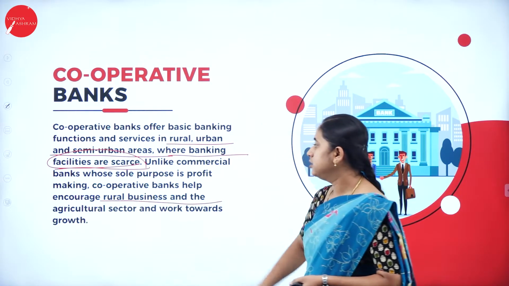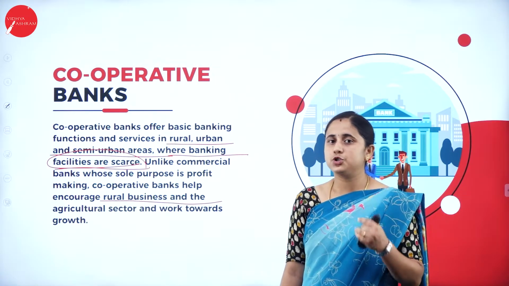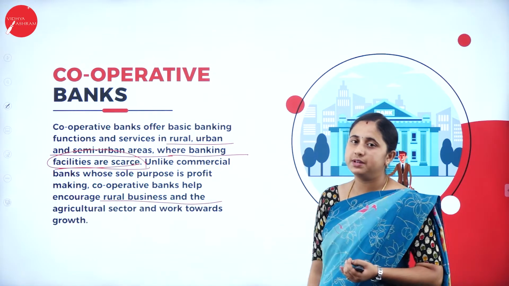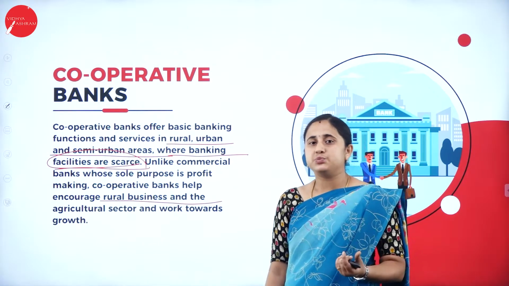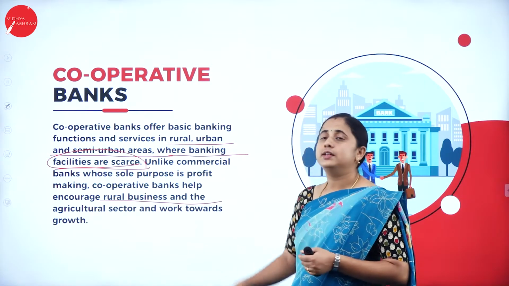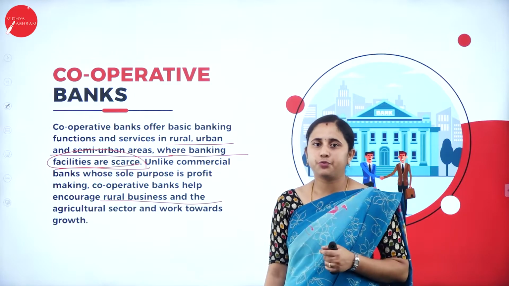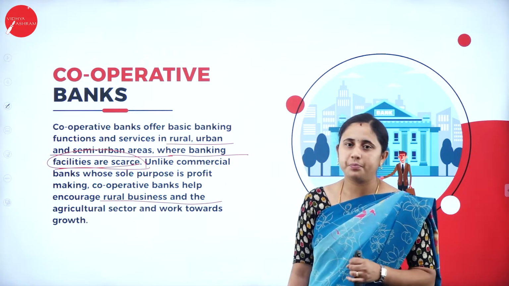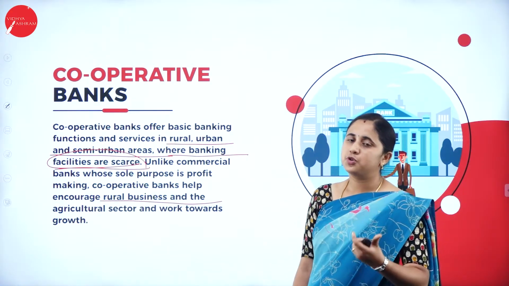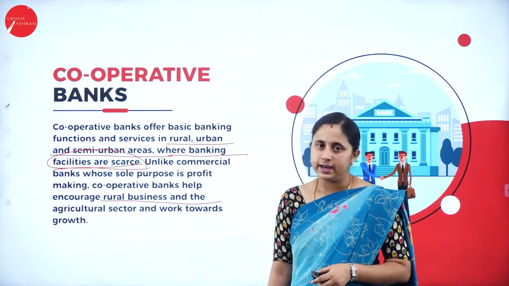encourage rural business and the agricultural sector. The main objective is not making profit. Their main objective is to promote and encourage the rural people, their rural business, small scale industry as well as agricultural activity. In order to encourage and promote the agricultural sector, these cooperative banks are established. In the previous session, we discussed the types of cooperative banks: the urban cooperative bank and the state cooperative bank. In order to promote the rural as well as the urban area, small scale industry, small business as well as agricultural activity, these cooperative banks are established.